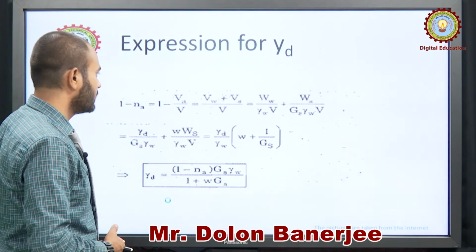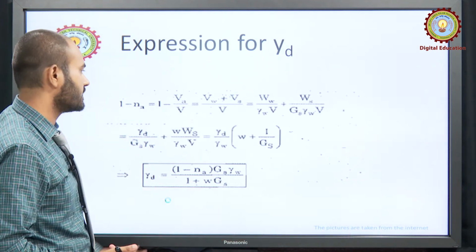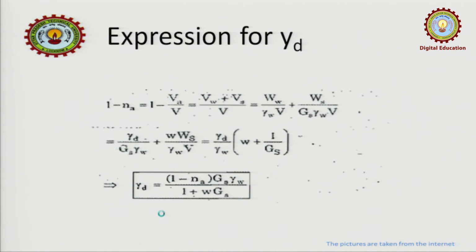Another expression, as I told you, there are a number of expressions for gamma D. So, this is the final expression we will be discussing. Here again, see what is Na? It is Va by V. If you remember, it is Va by V into 100, which was the percentage of air voids.